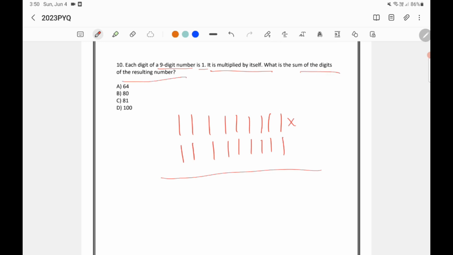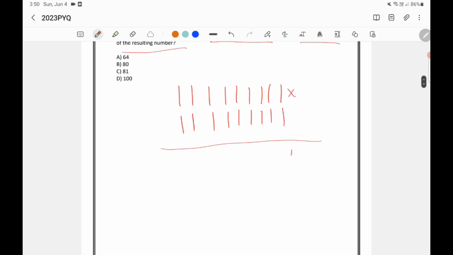So if I multiply like this, what will come? 1 into 1 is 1. 1 into 1 again 1 will come. In this way you will get 1, 2, 3, 4, 5, 6, 7, 8, 9 ones here. Then at the next stage, if you are multiplying this one with 1, you have to write it shifted, right? So it will come like this, and the next one will come like this. So this is going in this way.